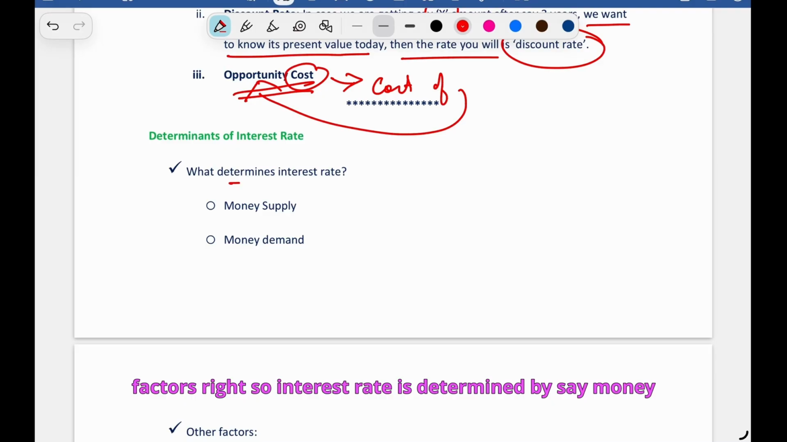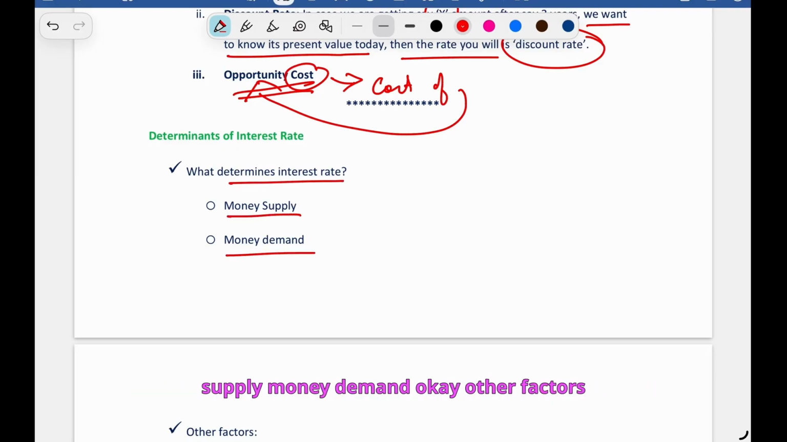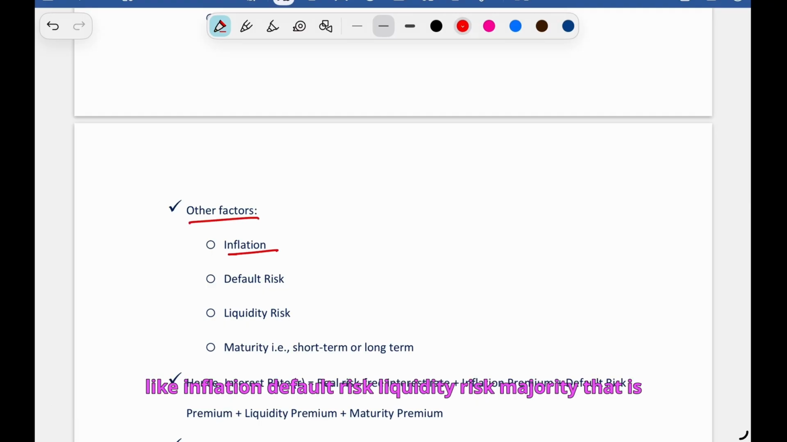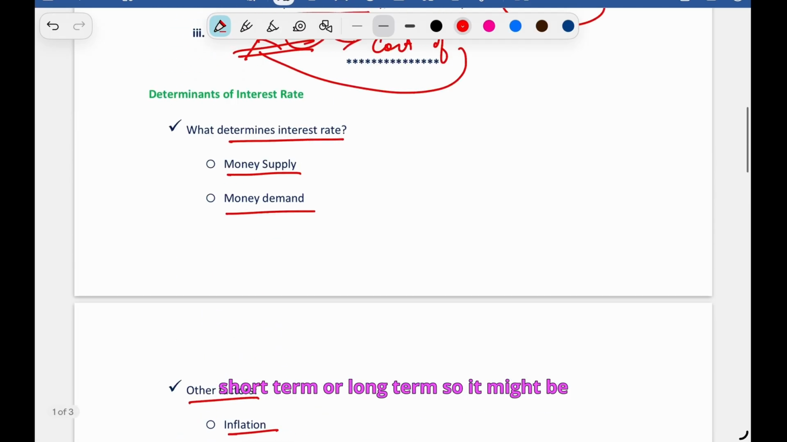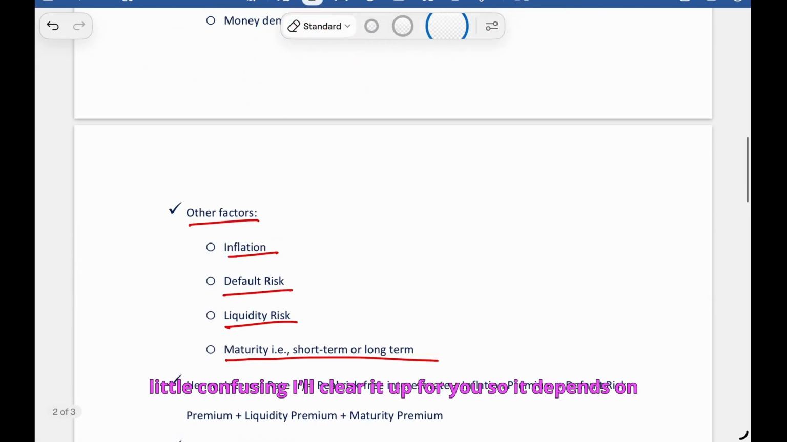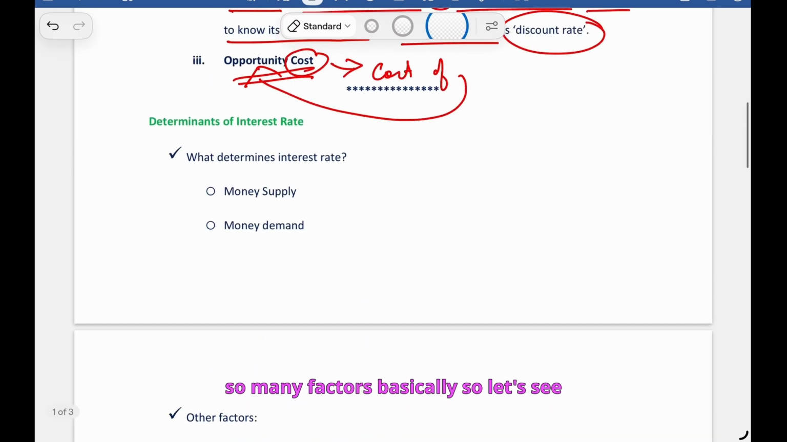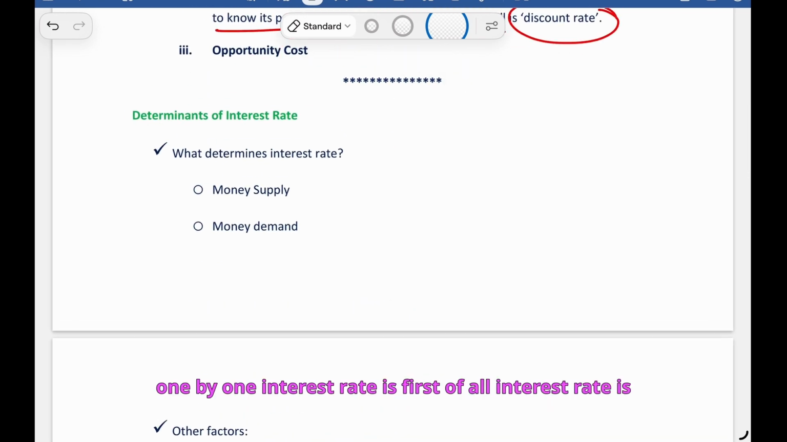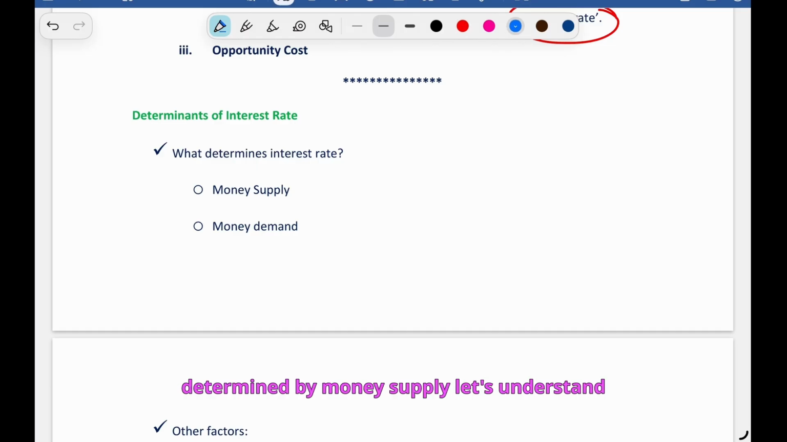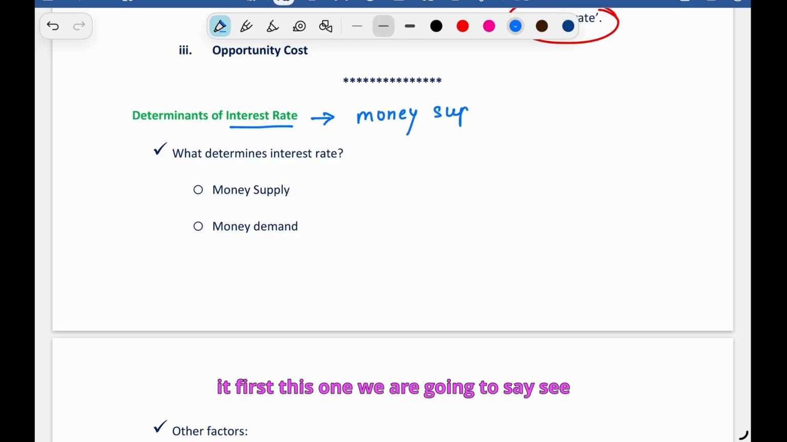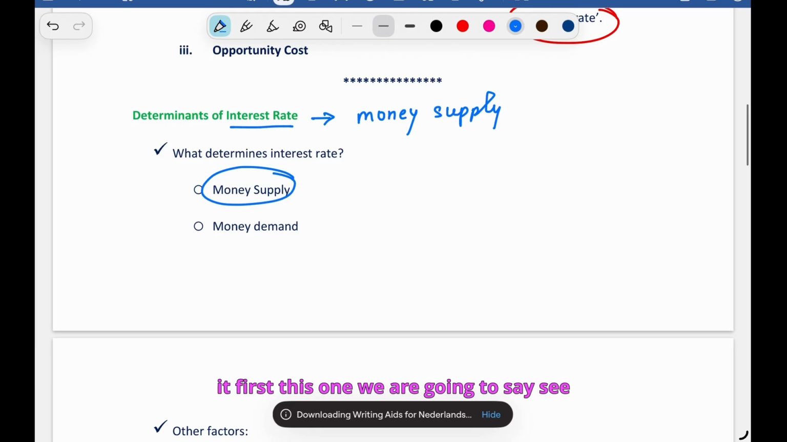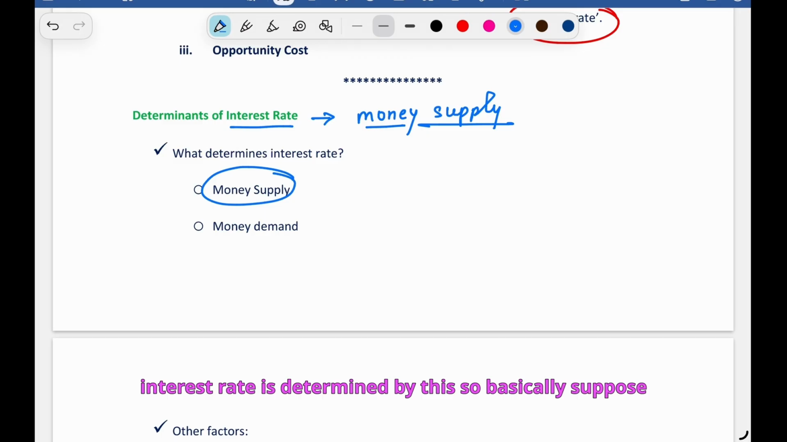So interest rate is determined by, say, money supply, money demand, okay, other factors like inflation, default risk, liquidity risk, maturity, that is short term or long term. So it might be a little confusing. I'll clear it up for you. So it depends on so many factors, basically. So let's see it one by one. Interest rate is, first of all, determined by money supply. Let's understand it first. So let's see how interest rate is determined by this.